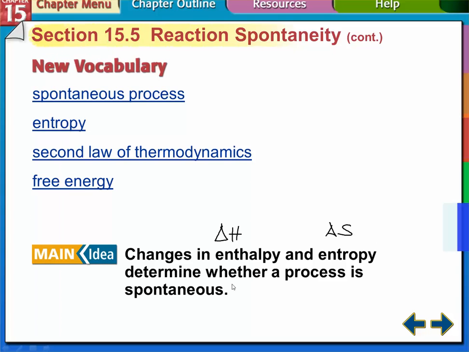So we can go over all this vocab here, and the main idea is changes in enthalpy. Remember, that's the delta H we've had in the other sections. And entropy, which we're going to introduce here. The symbol for entropy is delta S. Determine whether a process is spontaneous or not.